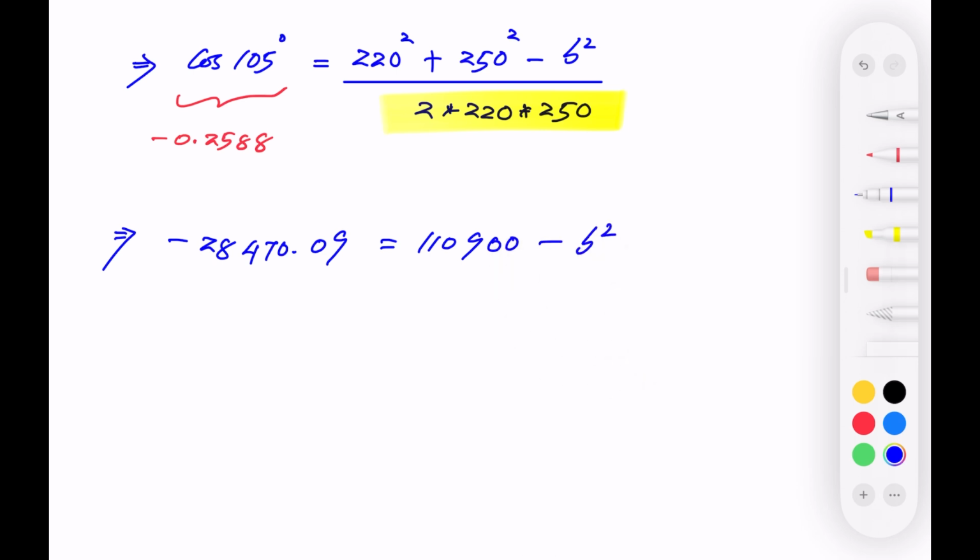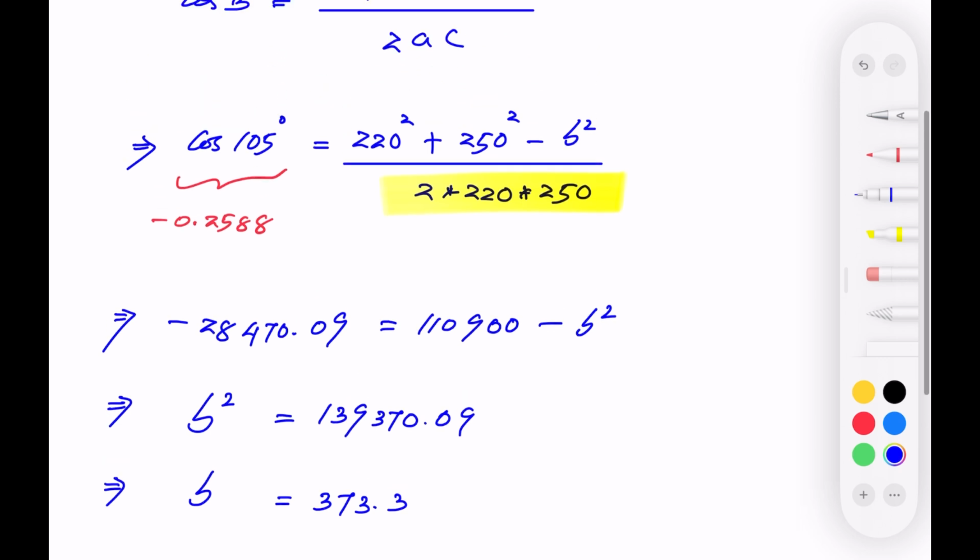Now from that, I can easily subtract b squared. I will have b squared equals 110,900 plus 28,470.09, which is 139,370.09. From that, I can obtain the square root, and that should give you the value of b. The square root of this quantity is equal to 373.3. That's the length of AC.